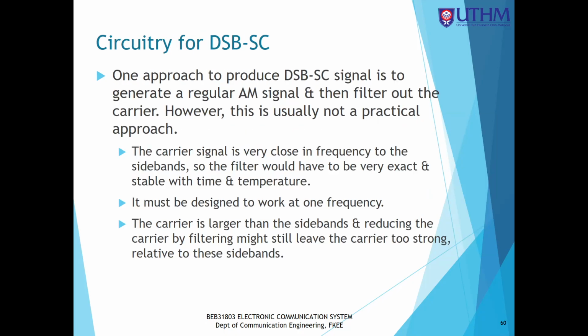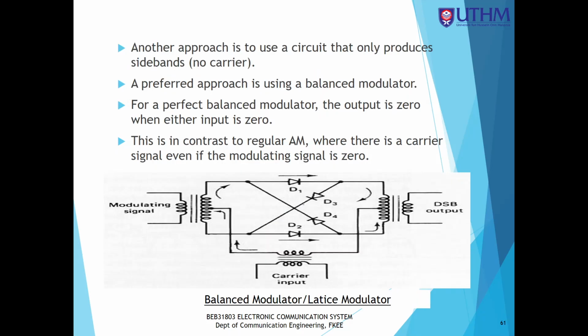Circuitry of double sideband suppressed carrier. Previously we have seen double sideband full carrier. How to generate double sideband full carrier? There are low level and high level. For low level we have the diode and also transistor modulators. For high level we have the series and also collector modulators. And what if we want to produce a double sideband suppressed carrier? In order to generate it, we can use the balanced modulator, or what we call a lattice modulator.